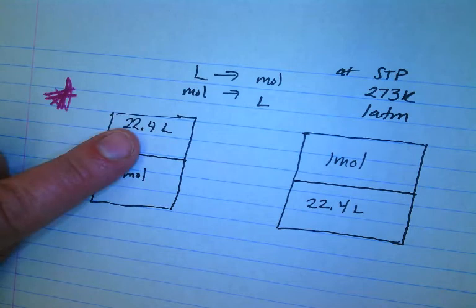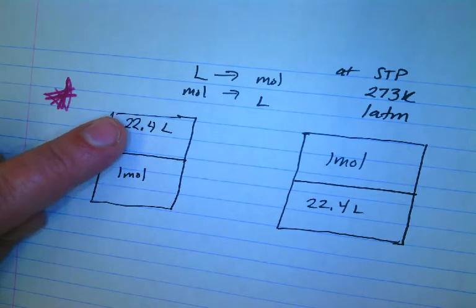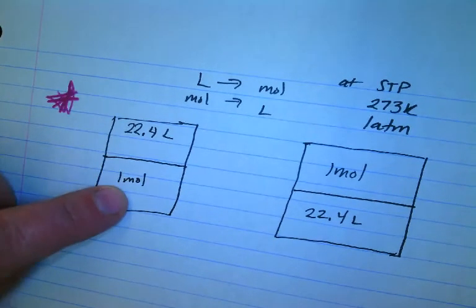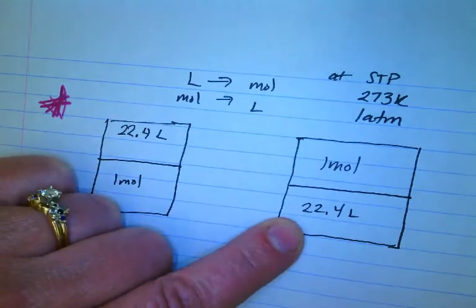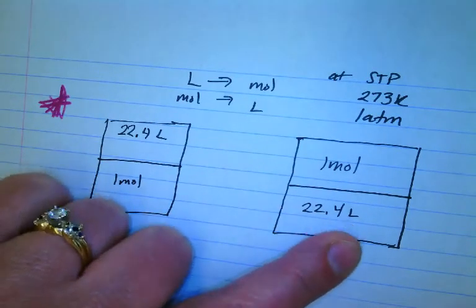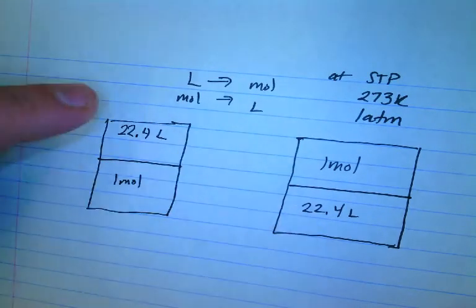Okay, so here's your conversion. You can go from moles to liters here. So I have 1 mole that is going to be 22.4 liters. That would be quite a big balloon.